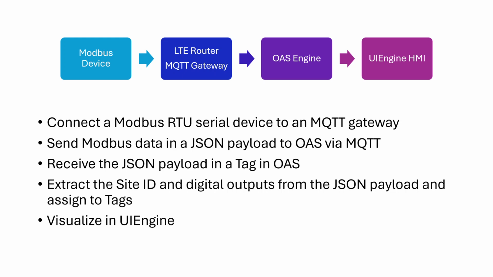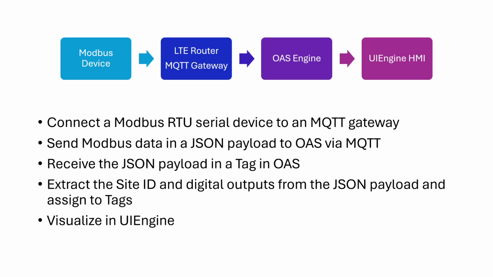We're going to use a real Modbus RTU device connected via serial port to an LTE router, which acts as a Modbus client and an MQTT gateway. This router will poll the RTU using Modbus and construct the MQTT payload and then publish it to OAS using a topic that matches a tag name in OAS. The OAS broker will receive the message and assign the payload to the tag.